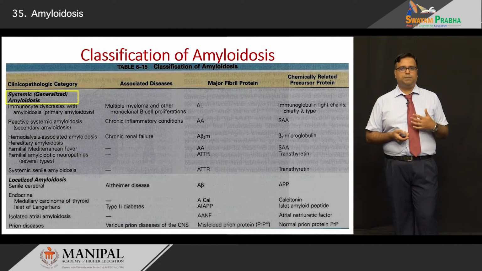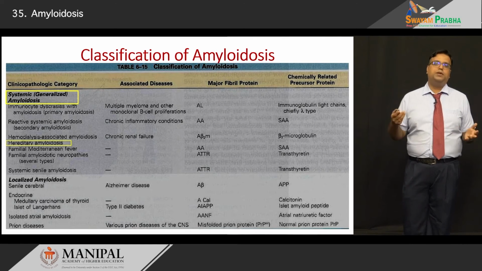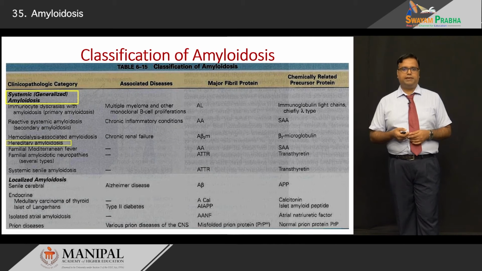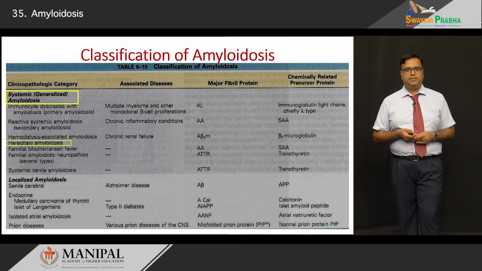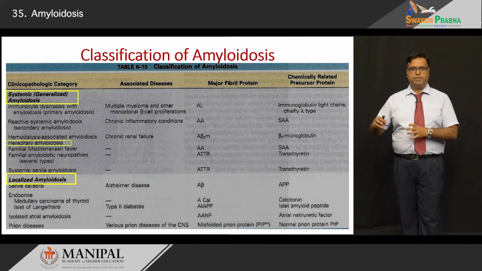As you can see, there's something called generalized or systemic amyloidosis, and your AL and AA, that is your secondary amyloidosis or primary associated with myelomas, chronic inflammation, do come here. You can have heredofamilial ones such as familial Mediterranean fever or amyloidotic polyneuropathies, for example. They are associated with SAA and transthyretin respectively, or even something like senile amyloidosis also is heredofamilial, which is associated with ATTR. Then you have what are called the localized forms of the disease which affect specific organs, let's say CNS.